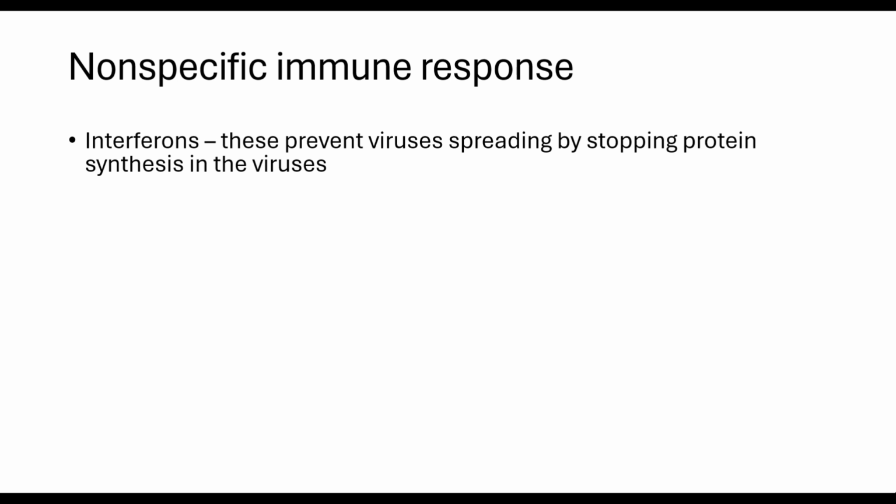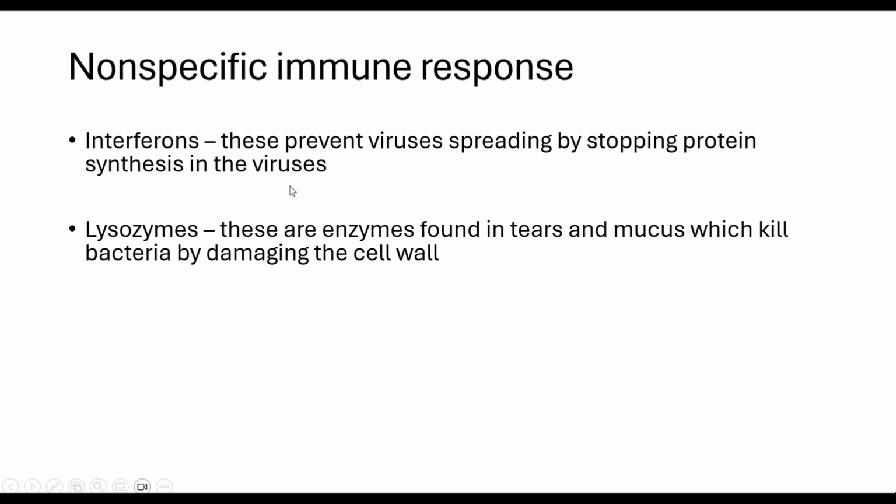So we've got interferons here. These prevent viruses spreading by stopping protein synthesis in the viruses. So these interferons, they'll stop protein synthesis inside the virus, which will obviously stop it from spreading. Lysozymes, yeah. These are enzymes found in tears and mucus. So you know your tears taste a bit salty, and the mucus as well. Those are the lysozymes in there, which kill bacteria and damage the cell wall. Yeah, that's why you start tearing up when you get sick.